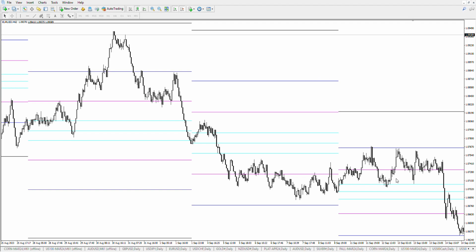Another tutorial on Camarilla Pivot Points, one of my favorite tools, as you know, in trading Forex and any instrument on the financial markets. And I will show you how I use weekly Camarilla Pivot Points. I use both weekly and monthly Camarilla Pivot Points together, but here you see the weekly Camarilla Pivot Points.